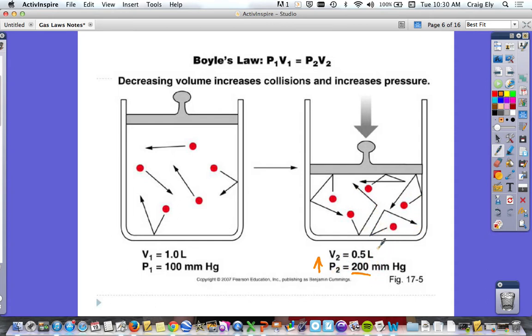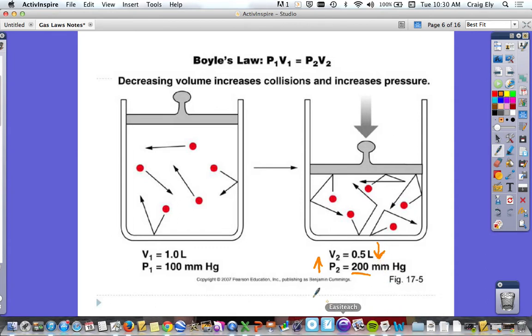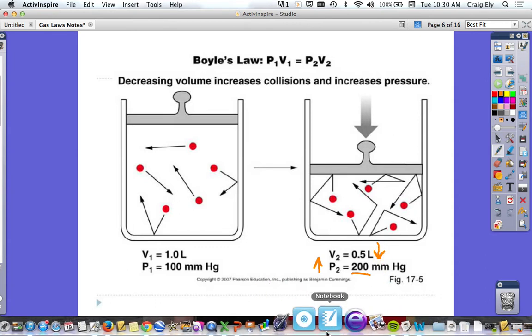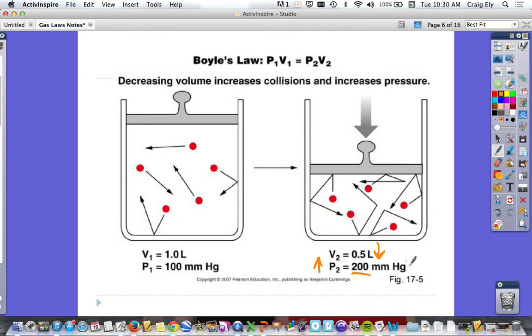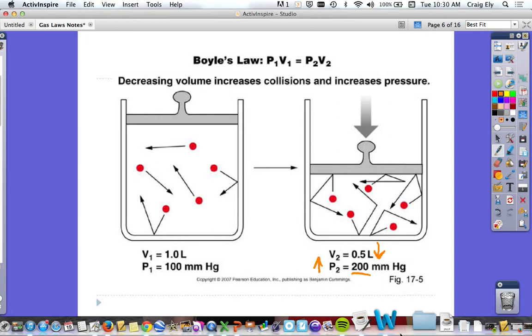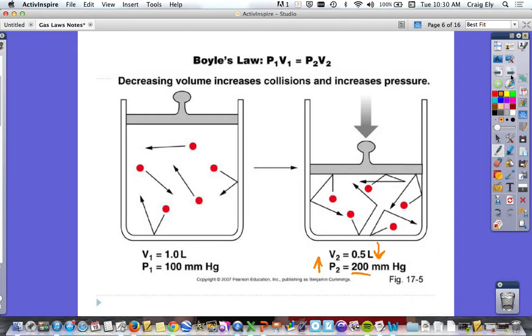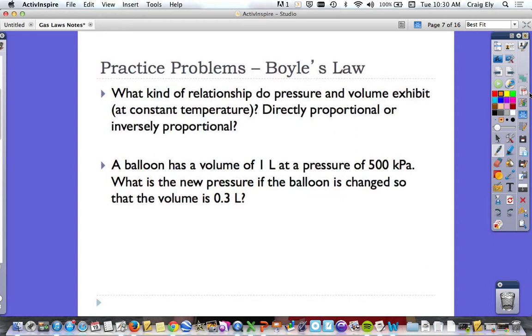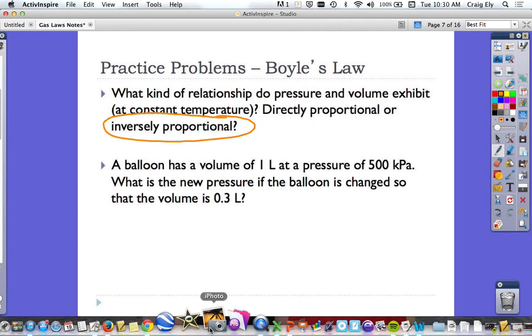And our volume has decreased. Just like Boyle's Law says, if you increase pressure, the volume is going to decrease. You can see that our particles are moving around because we have a decreased volume and an increased pressure. So what type of relationship do pressure and volume have in Boyle's Law? It is inversely proportional, or we would say there's an inverse relationship. One goes up, the other goes down. Pressure goes up, volume goes down, volume goes up, pressure goes down, and vice versa.